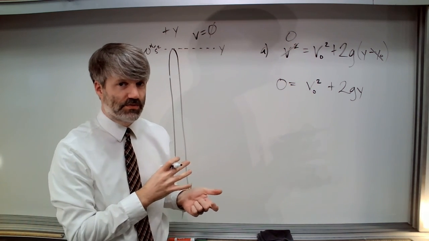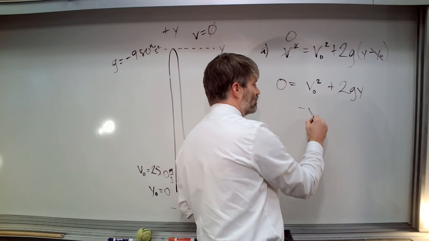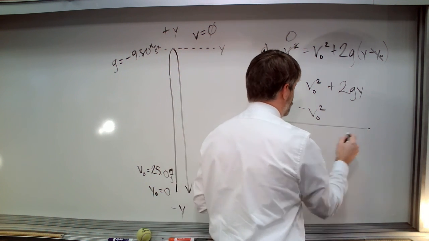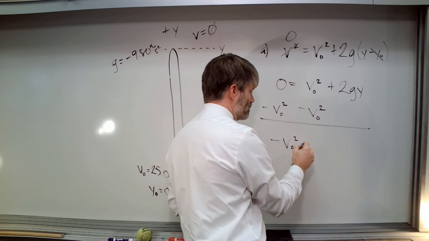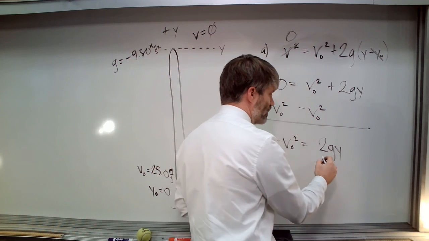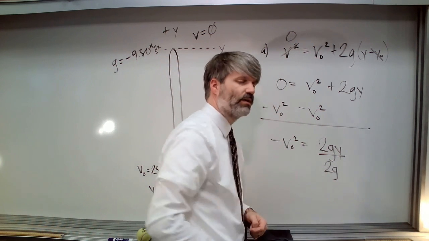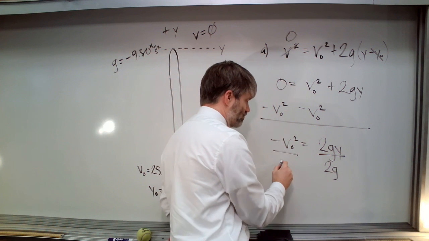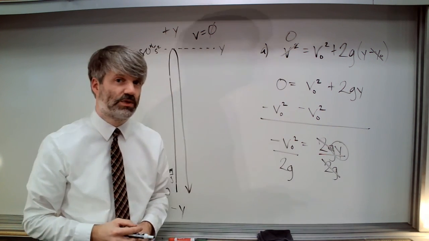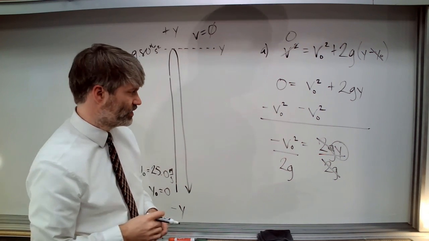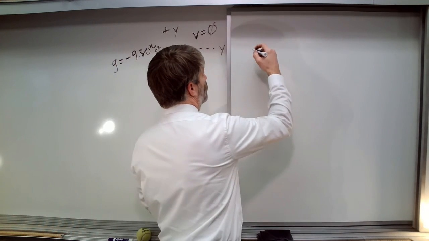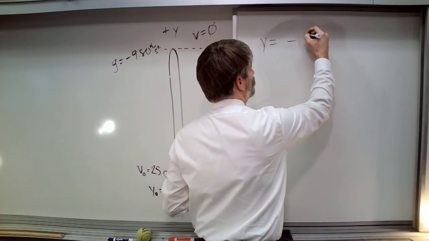I'm going to solve this for y, subtracting v naught squared from both sides. So negative v naught squared is equal to 2g times y. We divide both sides by 2g at this point. Get just the position on its own, just its y position. Going to another board here, that's going to be y equals negative.